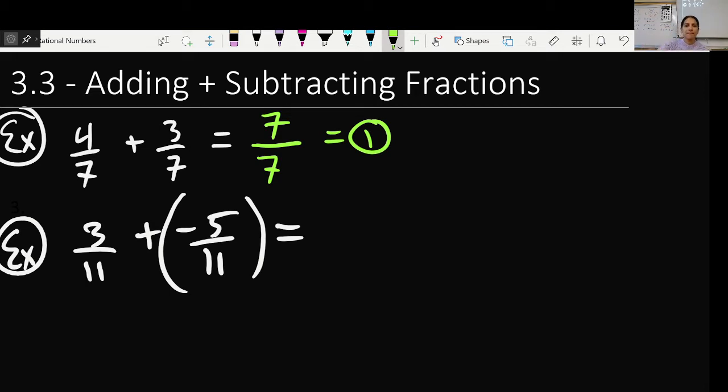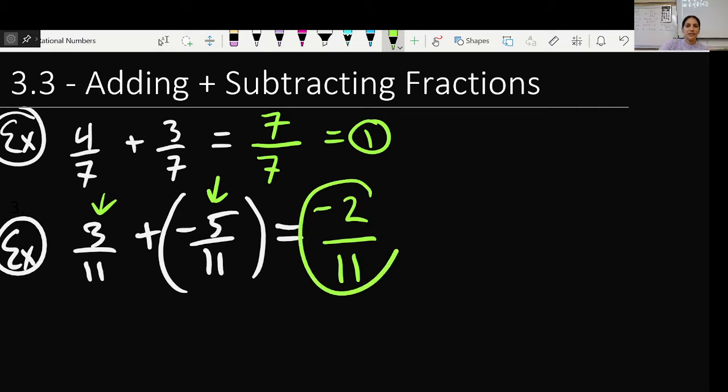Richard? Sure. Negative 2 over 11. Does everybody agree? And see how we got that? So basically, we really just need to worry about the top here. Do you see that this is the same thing as saying just 3 minus 5? And if you have 3 and you're taking 5 away, we end up with minus 2. So yeah, negative 2 over 11 is correct.